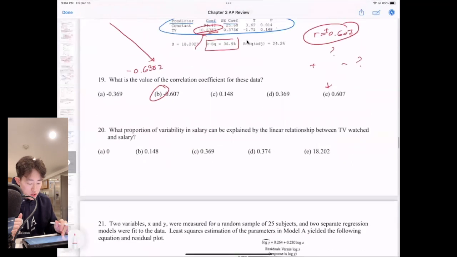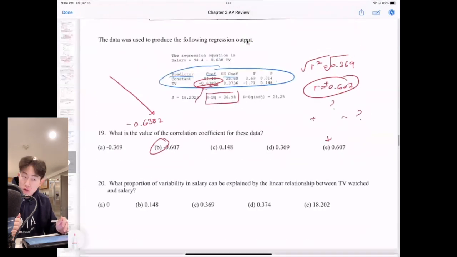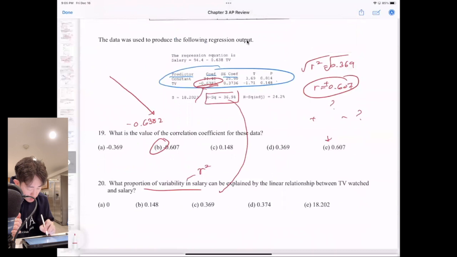Number 20, what proportion of variability in salary? Now that sounds awful familiar, a lot like R squared to me. So I'm just going to put R squared, which is the proportion of 0.369 here.